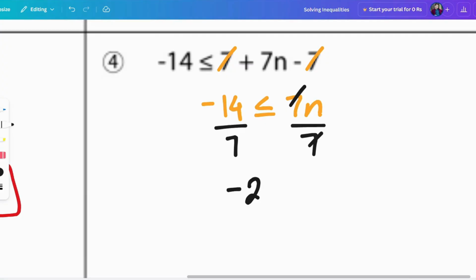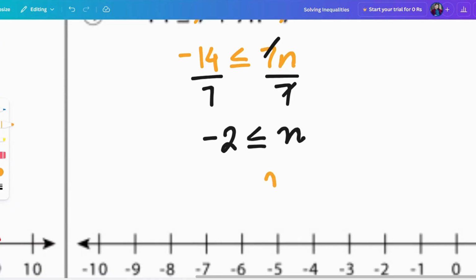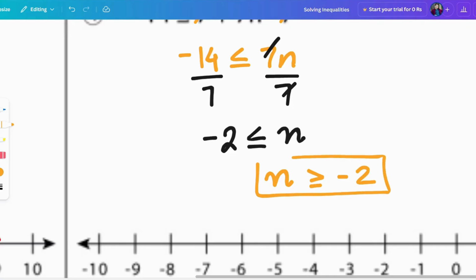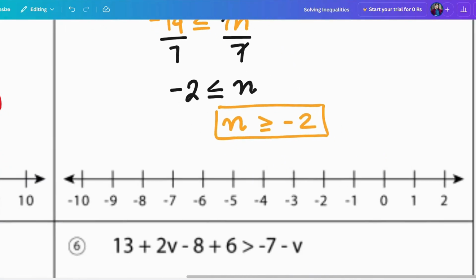So minus 2 is less than or equivalent to n. And if I rearrange it, that can be written as n is greater than or equivalent to minus 2. I can represent it that way. Okay. So on minus 2, I'm going to put a closed circle, and this closed circle is going to be pointing in this direction.